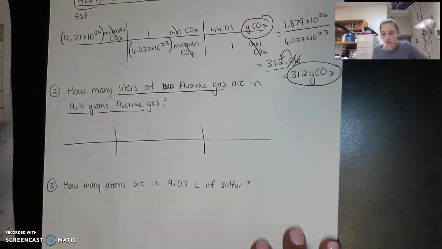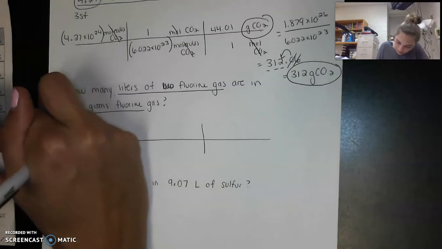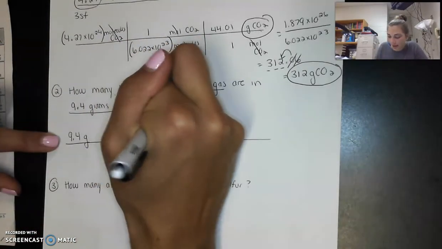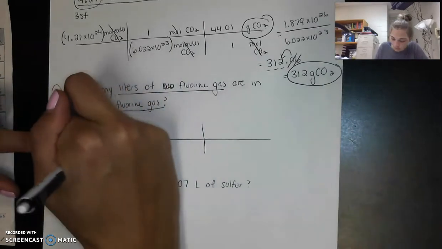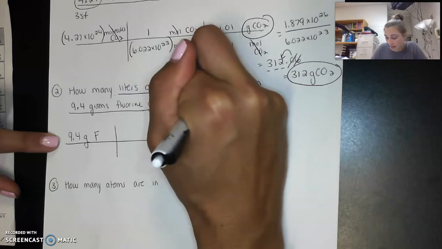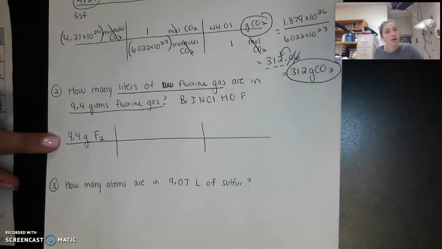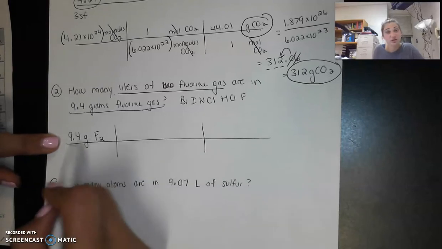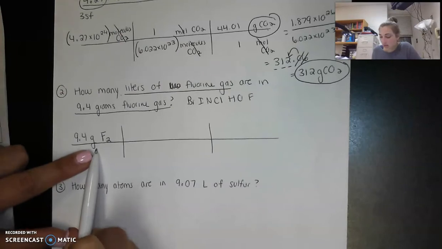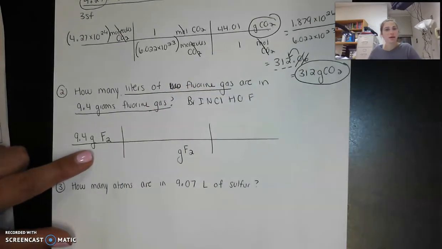I always put the number and unit of what I'm starting with in the top left. 9.4 grams of fluorine gas. So fluorine, when it's by itself, it's part of Brinkelhoff, right? It's a diatomic. So we have to remember that whenever we're creating our formulas, because that's going to change the molar mass a bit. Now, we don't want to stay in grams, so we put it in the bottom right.